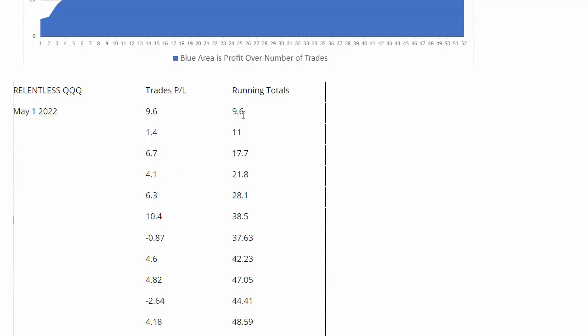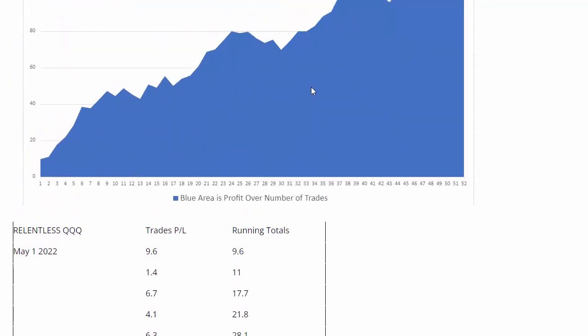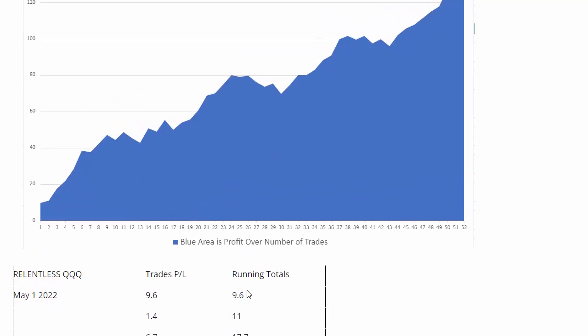So 9.6 plus 1.4 is 11. Okay, that's the new profit. And then you add the next trade, 6.7. Now you're up to 17.7. Yeah, the next trade. Okay, and you can see it on this graph. Okay, the graph is the running totals. All right, so you can see the progression.